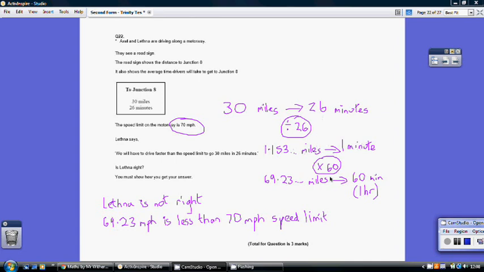Now if I multiply this 1.153 ... by 60, I can see that I go 69.23 ... miles in 60 minutes, so 69.23 ... miles in 1 hour. Now the speed limit is 70 miles per hour, so I'm just keeping underneath the speed limit. So when Lethna says we will have to drive faster than the speed limit, she is not right, as 69.23 miles per hour is just less than the 70 miles per hour speed limit.